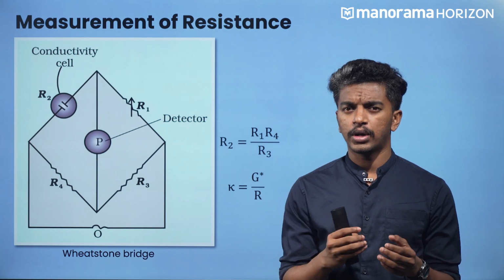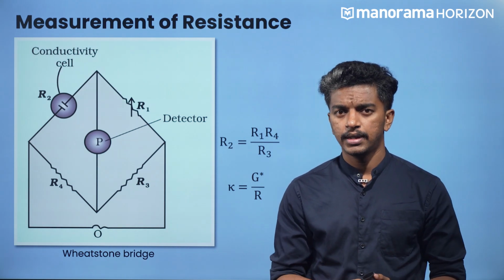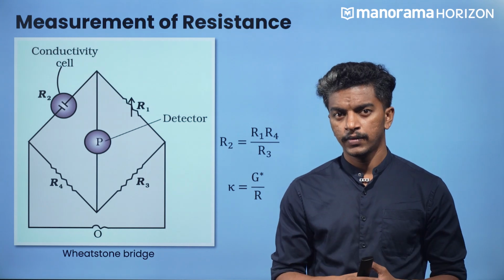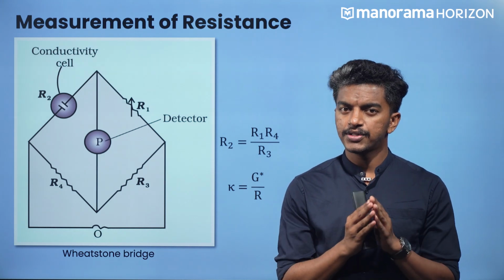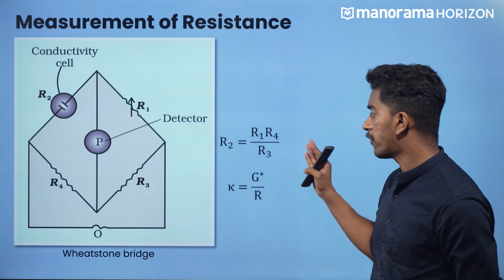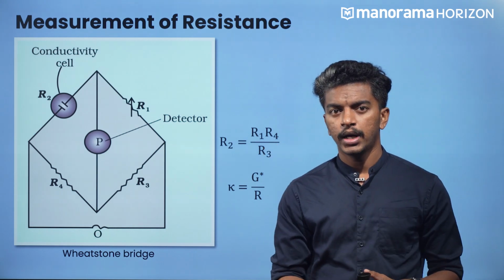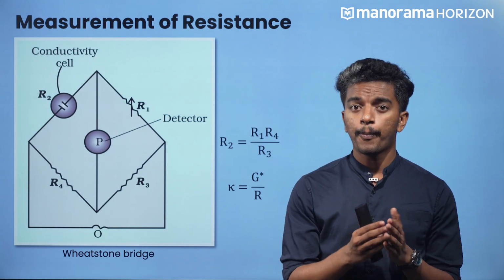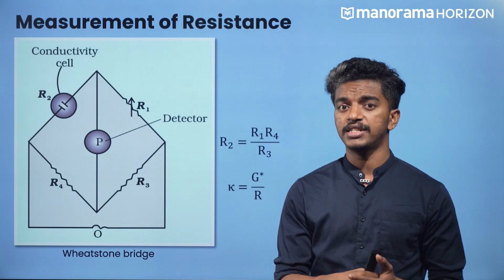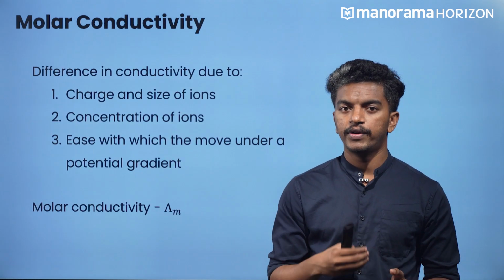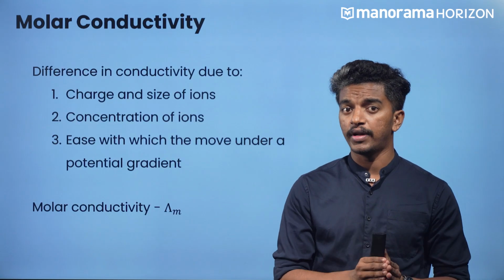A headphone or other electronic device is used for this purpose, and the bridge is balanced when no current passes through the detector. Under these conditions, the resistance of the conductivity cell R2 is given by R1 R4 divided by R3. Now that the conductance and resistance are known, we can find conductivity: kappa is equal to cell constant G star divided by R.